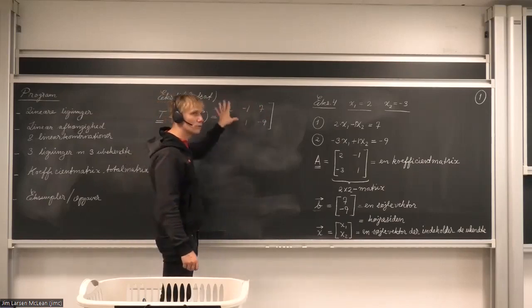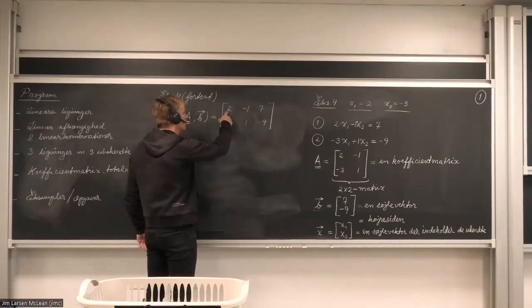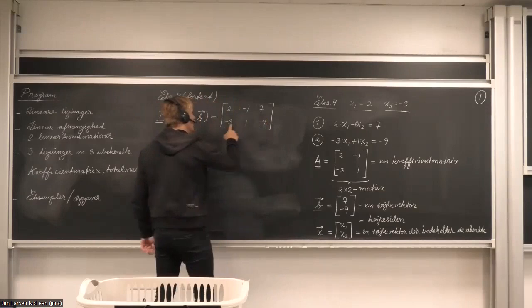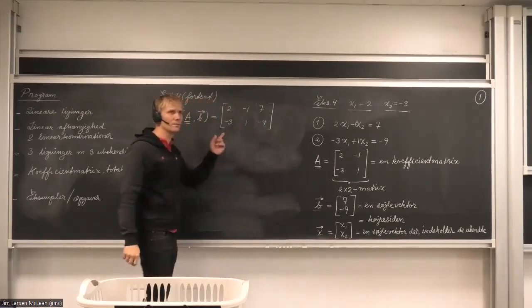Notice that you cannot see x1 or x2 written anywhere. But when you see this, your brain should think that 2x1 minus 1x2 equals 7. Minus 3x1 plus 1x2 should equal minus 9. That's what you should think when you see it.